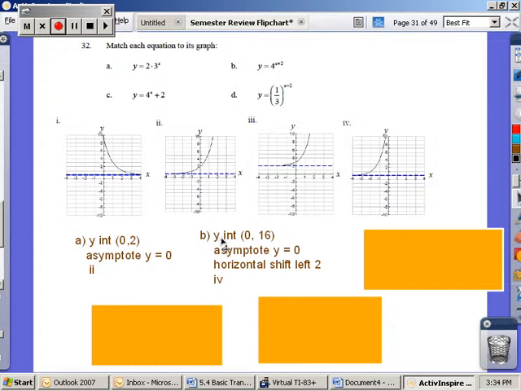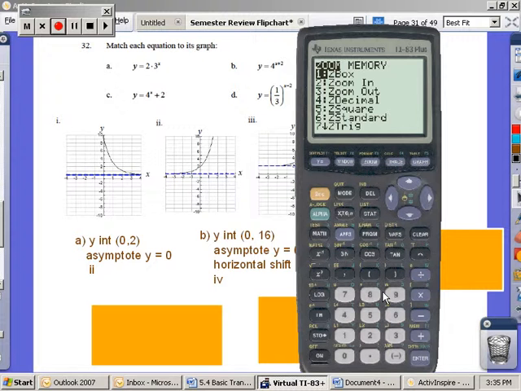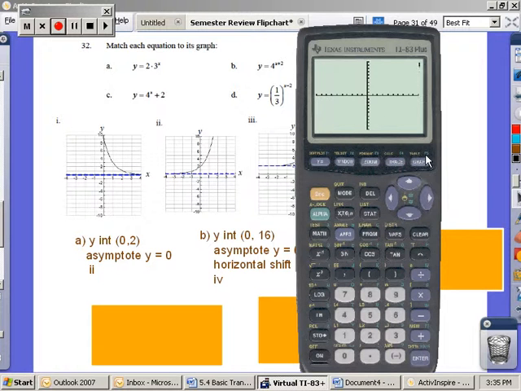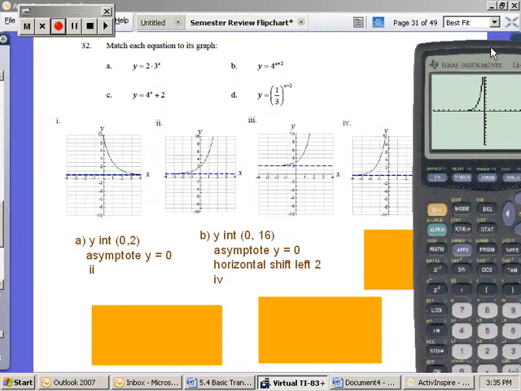Let's find our y-intercept. I go to my calculator. I turn the calculator on, clear it, go to y equals, press clear, type 4, caret, parentheses, x plus 2, parentheses. I can say zoom 6 and graph, and the graph that looks like it would be number 4.